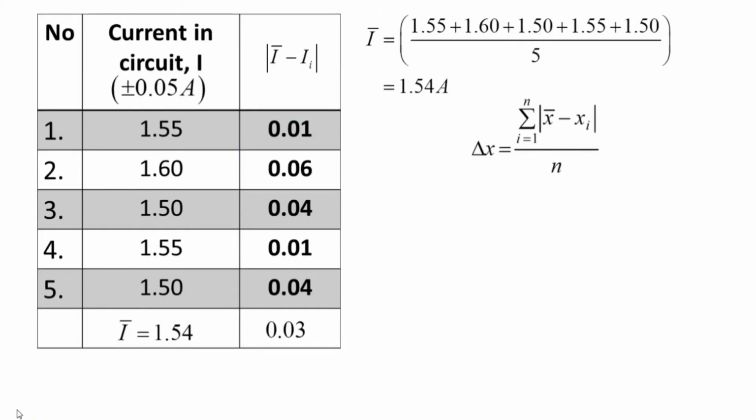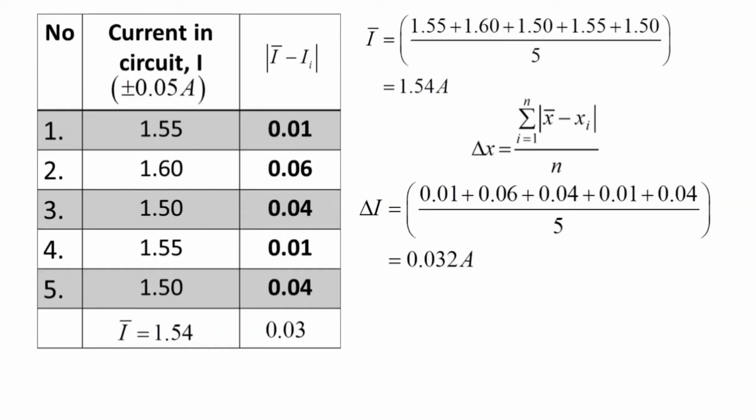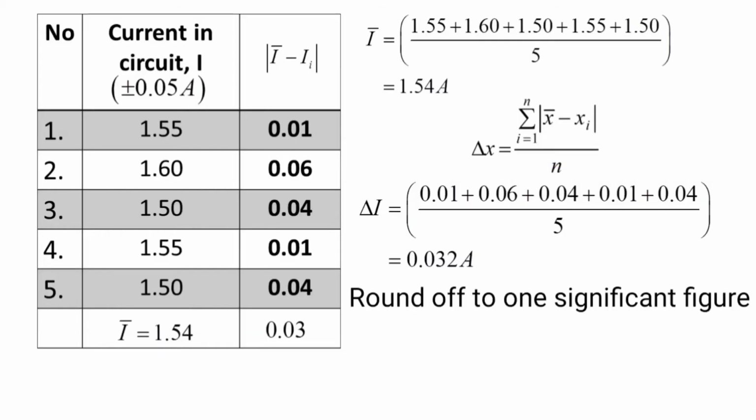On the third column, we find the difference between the average value and each of the readings. And then we add all of them up and divide by the number of readings. This gives us the uncertainty for the current. We get the value of 0.032 amps. For the uncertainty, we have to round the value to one significant figure. You have to remember this rule. So the uncertainty of our repeated readings is 0.03 amps. This improves the uncertainty of our reading from 0.05 to 0.03.